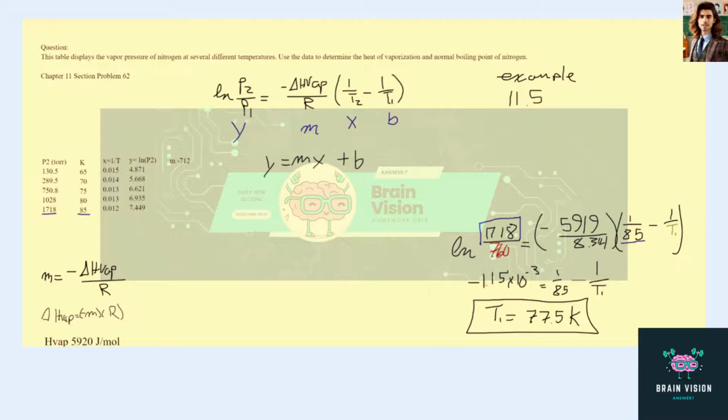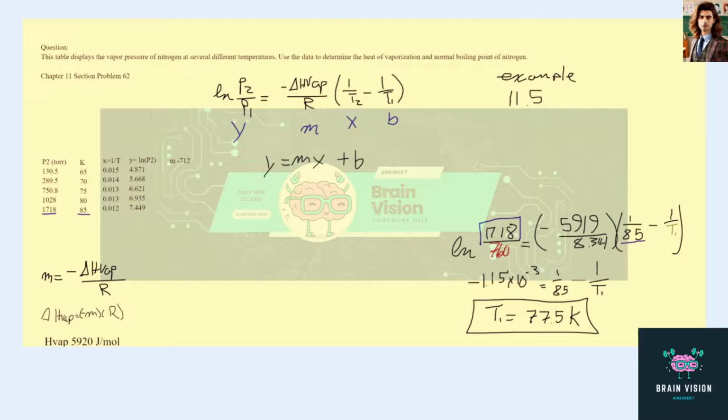Okay, the second half of the question, it took me a couple of times to get this, but the final answer is 77.5 Kelvin. The way we get there is by plugging into this equation right here. So the natural log of P2 over P1 is equal to minus delta H vap, the value we now have, divided again by 8.314.